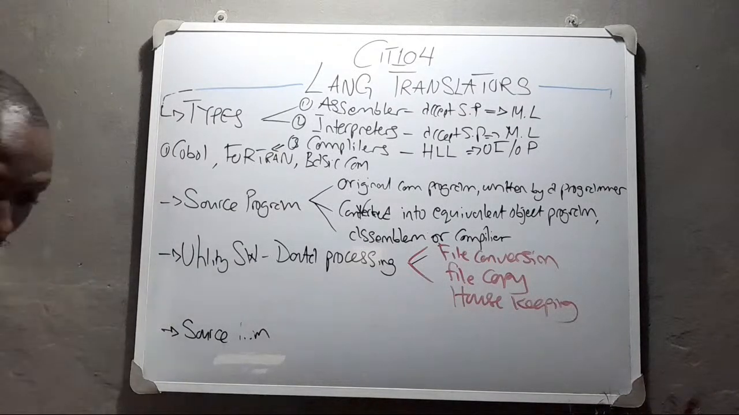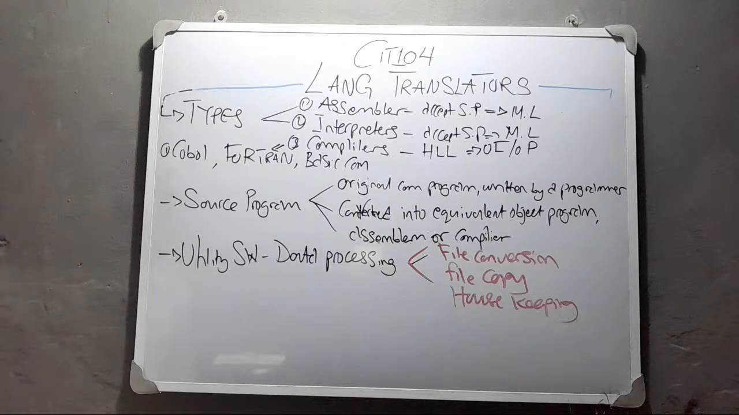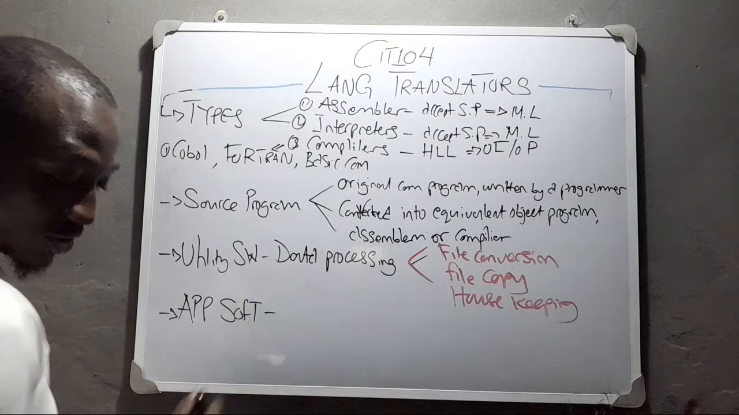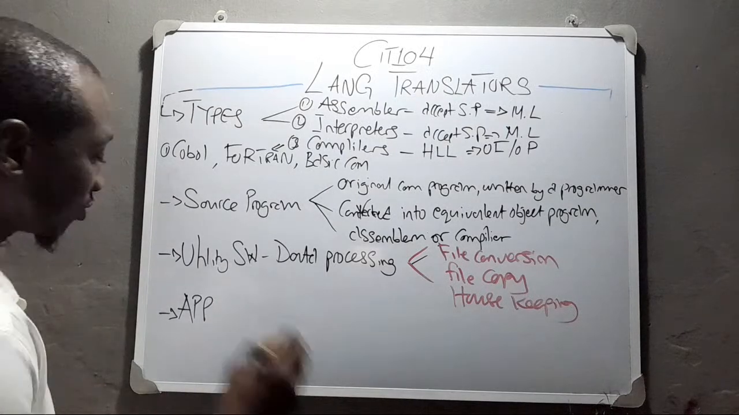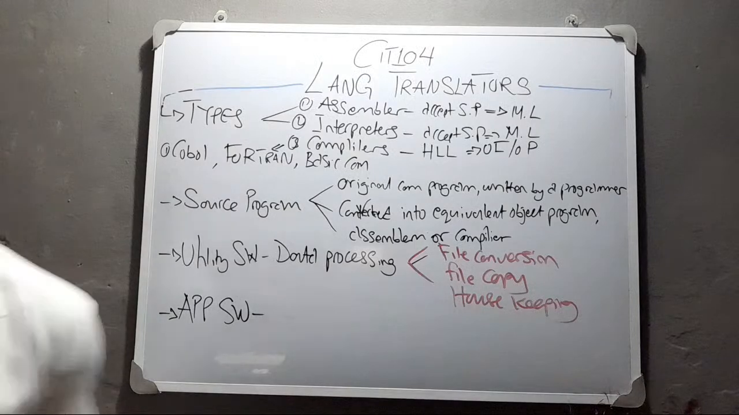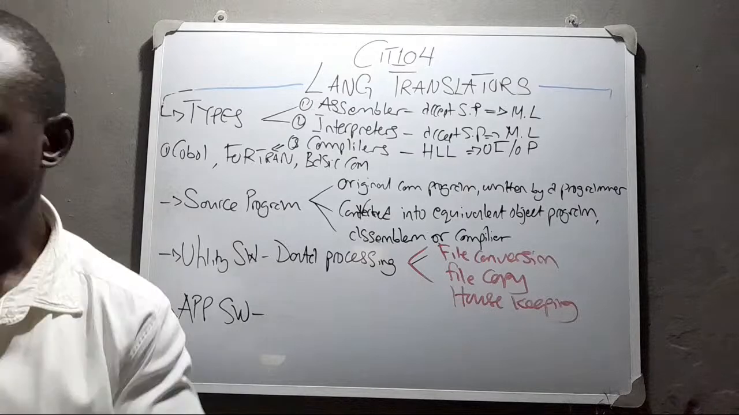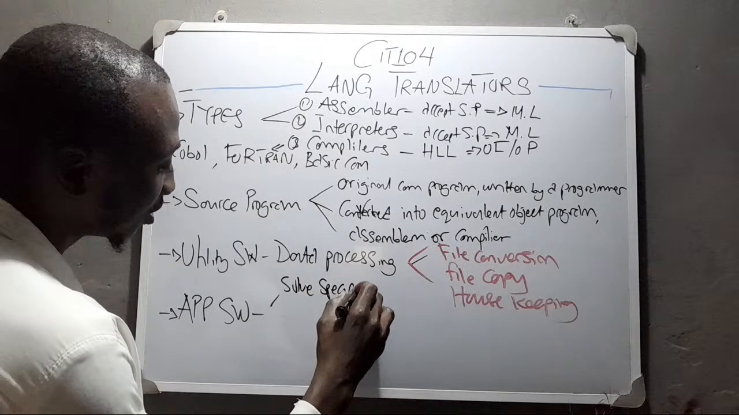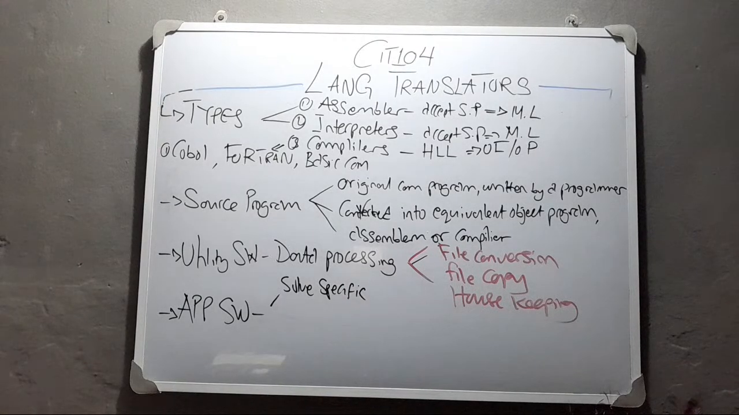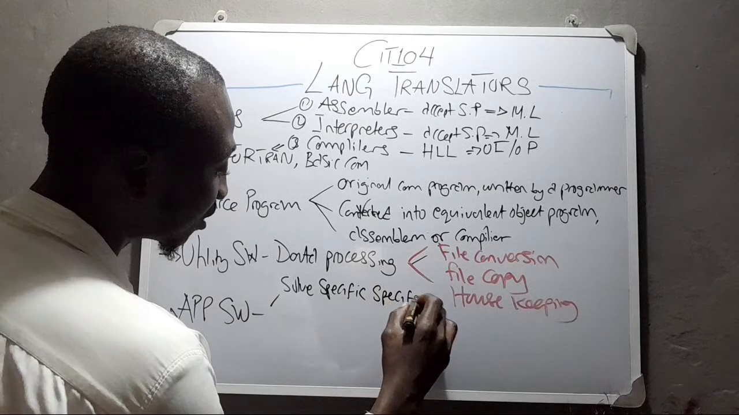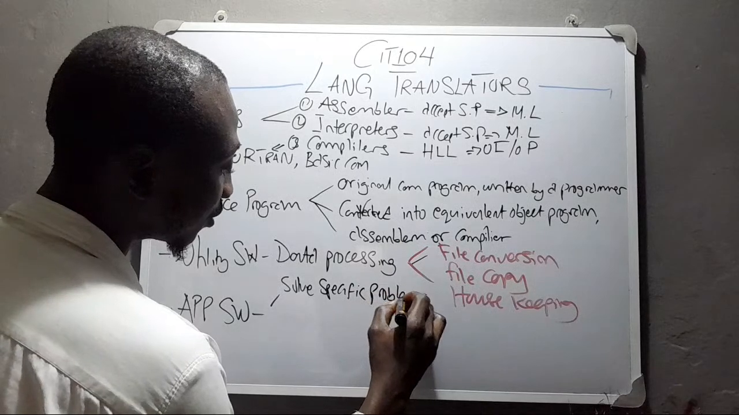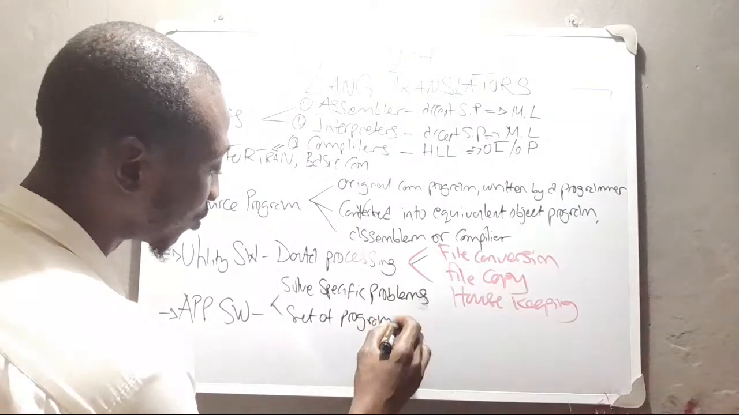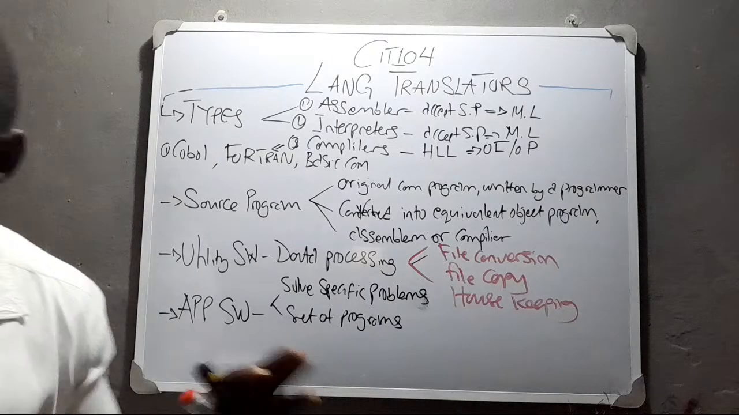Now we have application software. I'll use SW for software. Application software is a set of programs designed to solve specific problems of a specific nature.